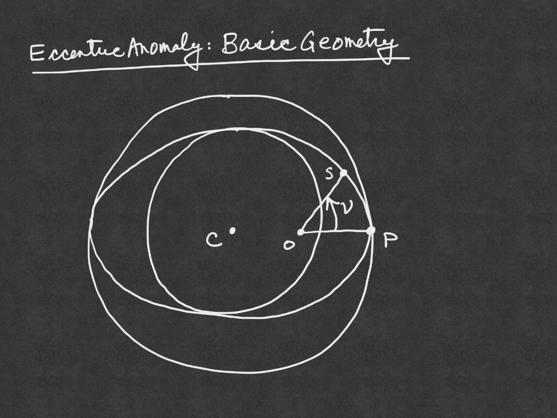I'm going to introduce a new angle now. I'm going to take the point directly above S and on the bigger circle. I'm going to label that point A. And then I'm going to connect C to A. Now, when you look at this connection, you can see that there's an angle formed between the direction CO or CP, whichever way you want to look at it, and the direction CA. And that angle is called the eccentric anomaly. So E is what's called the eccentric anomaly.